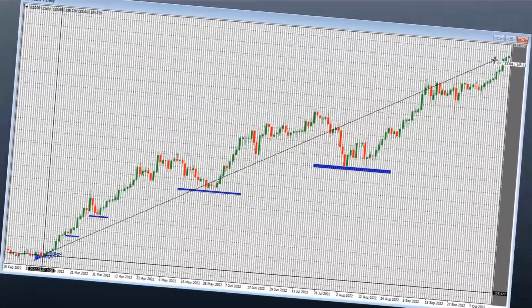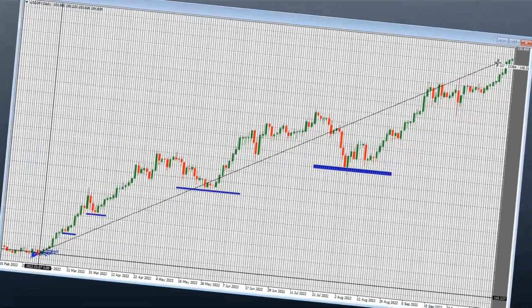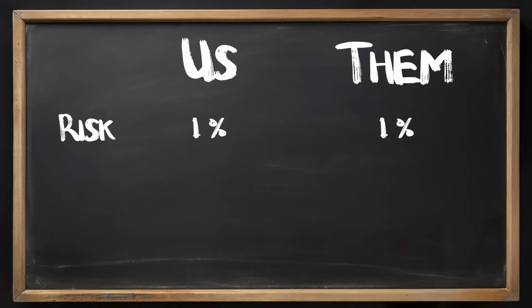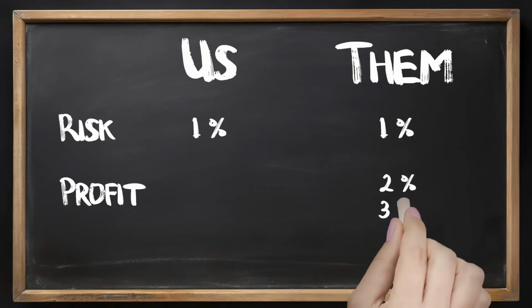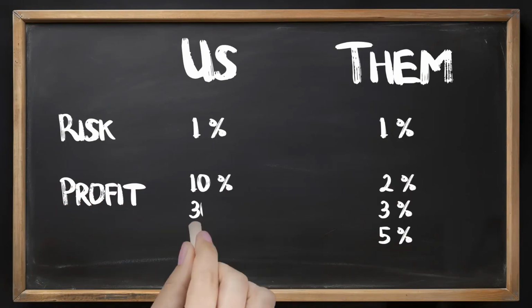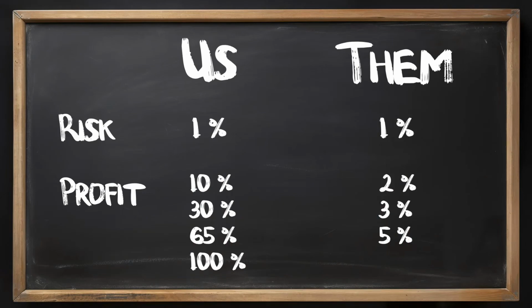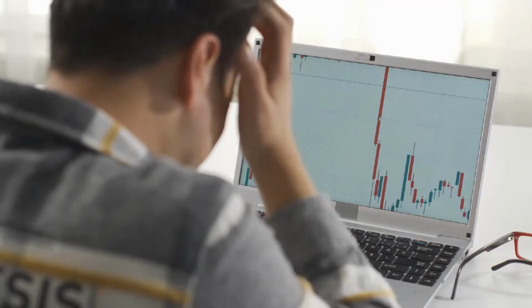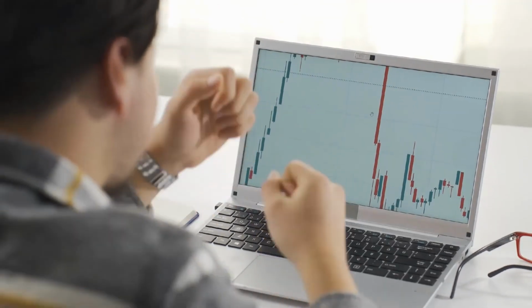This is the easiest way to make money and maybe super low risk. We enter the trade with a 1% risk, just like everyone else, but whereas they can only make 2 or 3%, maybe 5% max on a move, we can make double or triple digit returns. The crowd are wrong about everything. 98% of traders fail, so do the opposite to them.